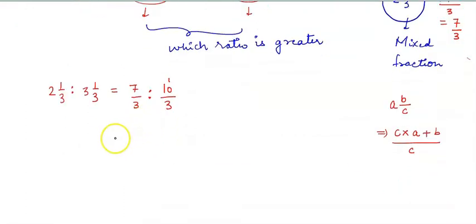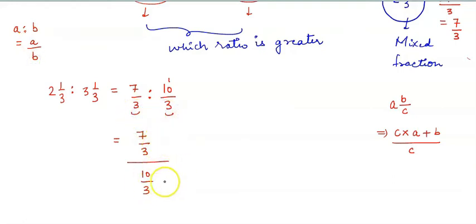Now we know this can be written as 7 divided by 3 and whole divided by 10 by 3, right? If we have two terms a is to b, then it can also be written as a divided by b, right? So this is in the place of a and this is in the place of b, and we write it here like that.